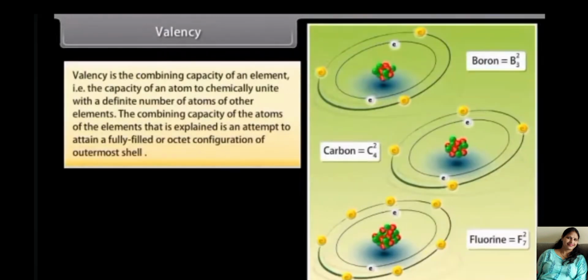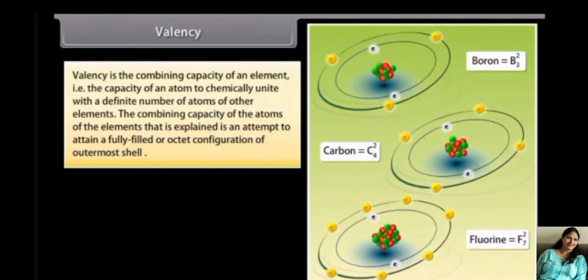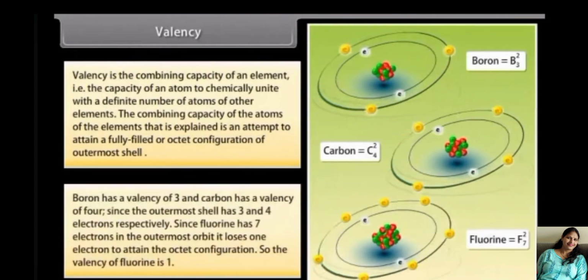Now the another topic is valency. Valency is the combining capacity of an element. For example, the capacity of an atom to chemically unite with a definite number of atoms of other element. The combining capacity of the atom of the element is explained as an attempt to attain a fully filled or octet configuration of the outermost shell.